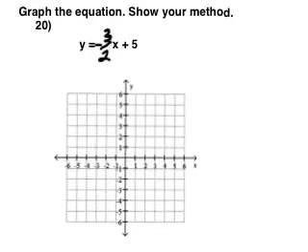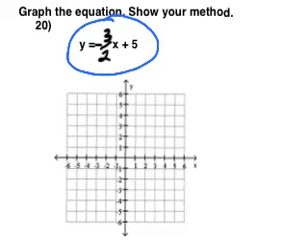Okay, so here we go again. Graph the equation number 20. Graph the equation, show your method. Notice it's already in the slope-intercept form. So hey, why not use that? And that's what I'm going to do.